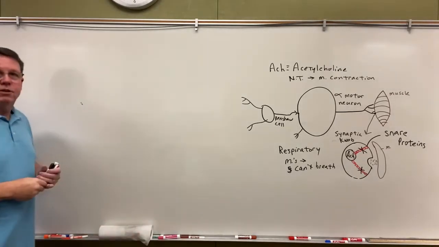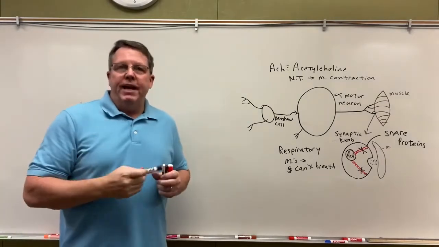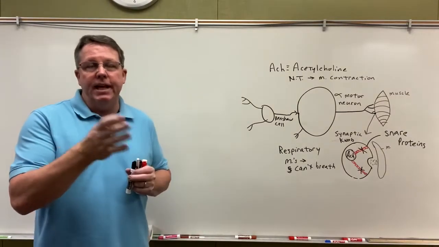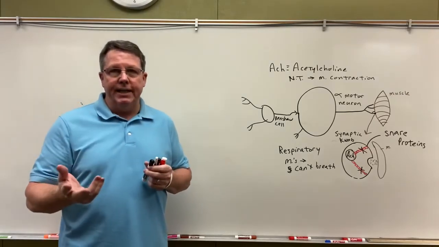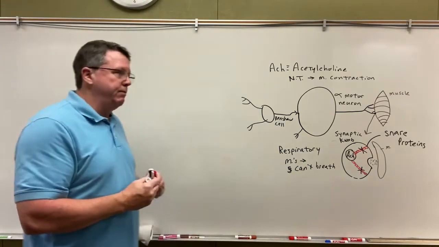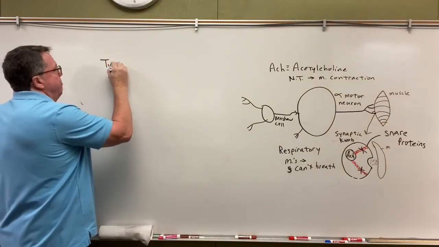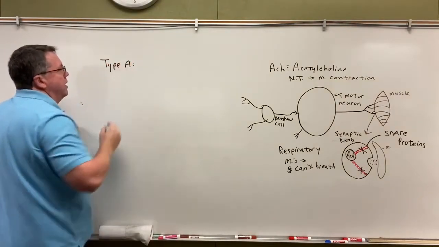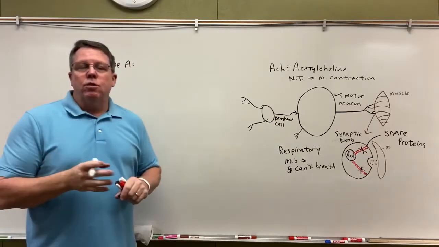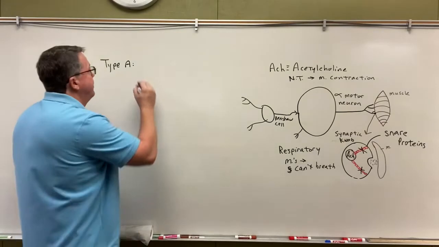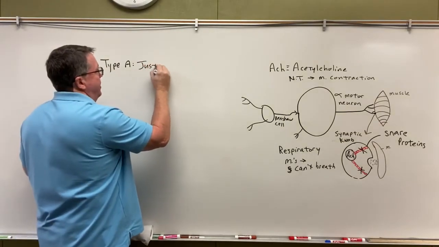There's different types of botulism. Botulism has A, B, C, D, E, F, G, and I've even seen some books that say it also has an H. We're only going to talk about 3 types here. The first type of botulism is type A. Type A is so deadly that just eating it will actually lead to death. Just a taste.